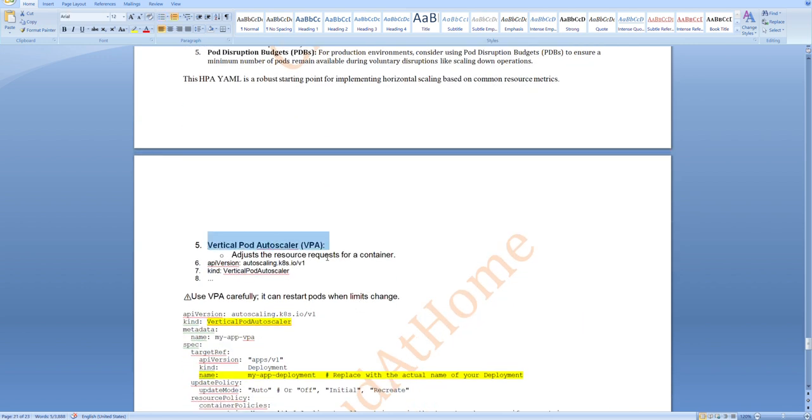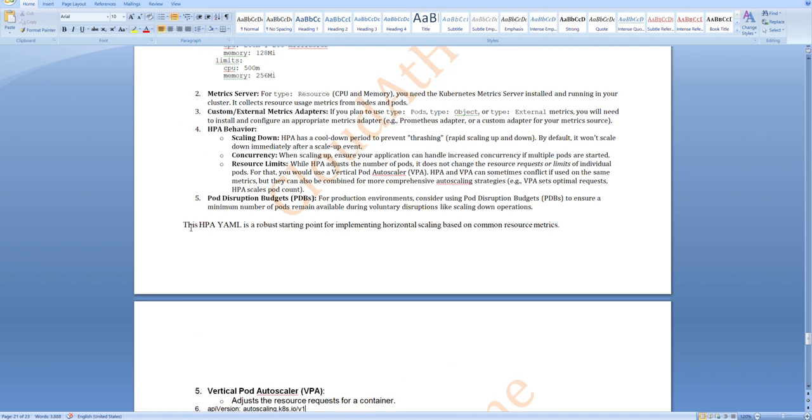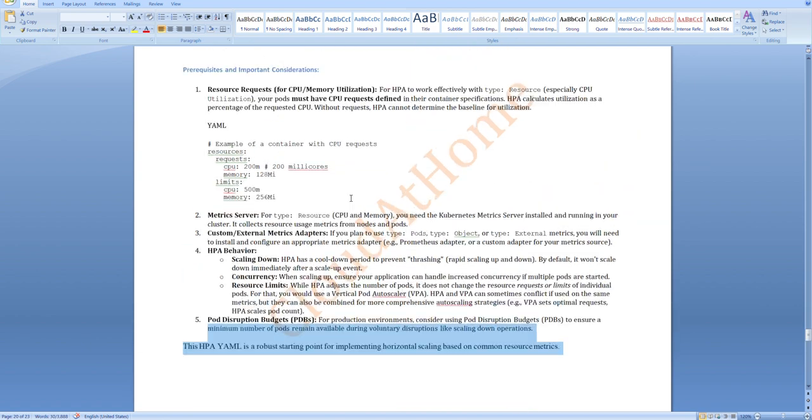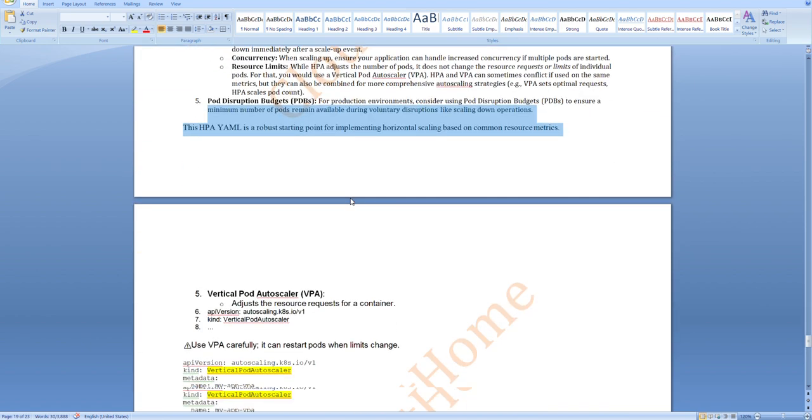What is VPA? It is called vertical pod autoscaler. Okay, so HPA you can definitely use in your application, and it says that this HPA YAML is a robust starting point for implementing horizontal scaling based on the resource. I mean, this you should definitely use. Whenever your pod load goes up and down, you can scale up or down.